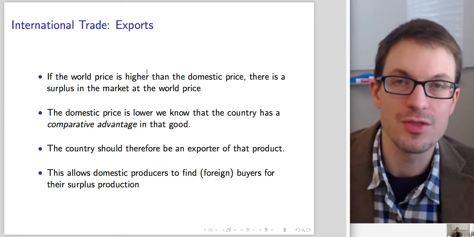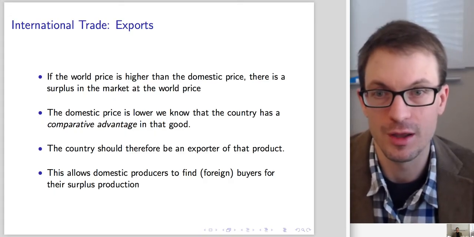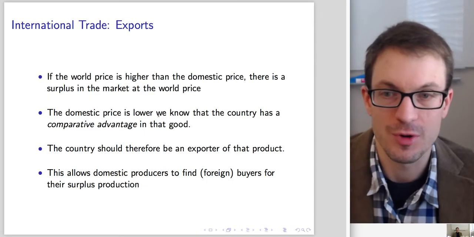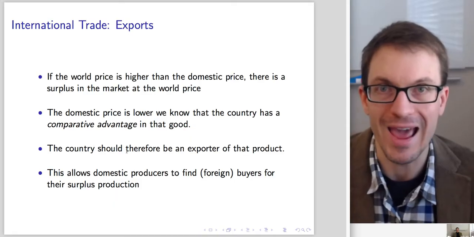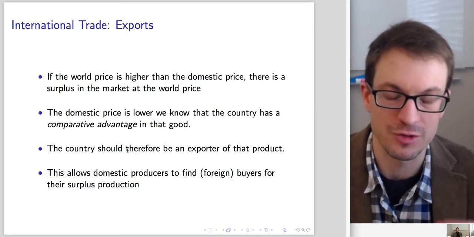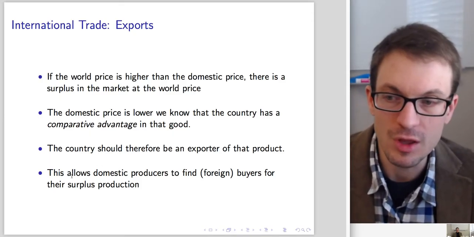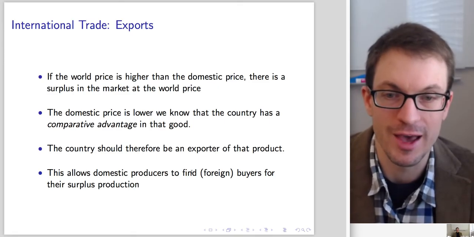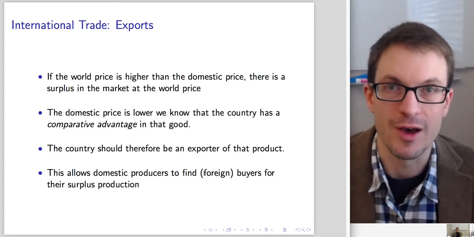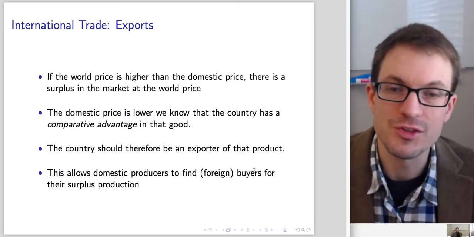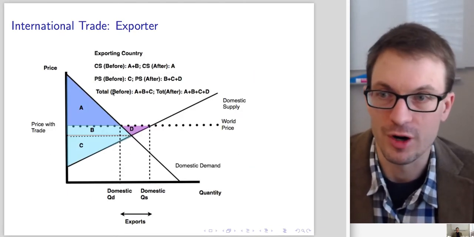If the world price is higher than the domestic price, there's a surplus in the market at the world price, right? So if the domestic price is lower, we know that country has a comparative advantage in that good. That country should therefore export. It should export that product, and this will be to the benefit of local firms. This allows domestic producers to find buyers. Right? There's a surplus domestically. The firms have run out of buyers. We can find more buyers if we go abroad. So we can find some foreign buyers for their surplus production. Cool, so exports. And this is the picture.